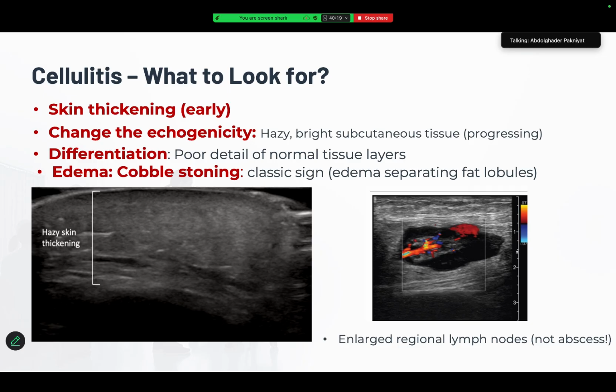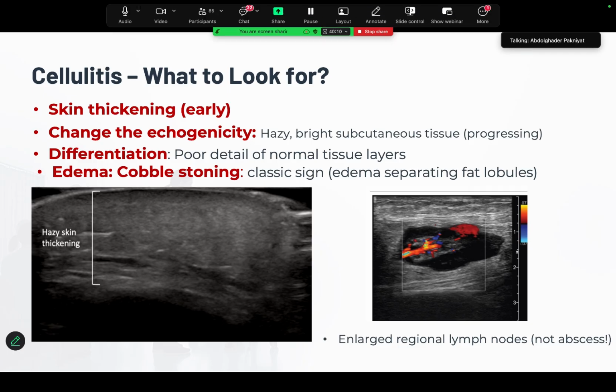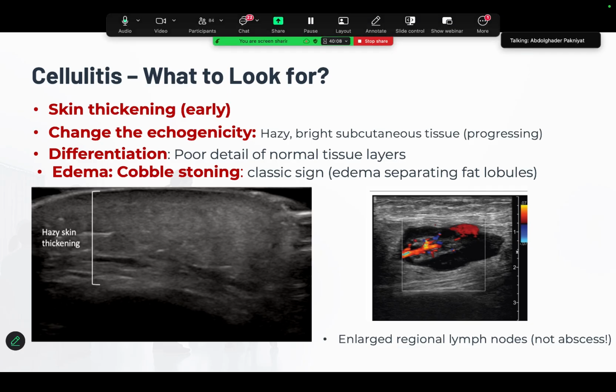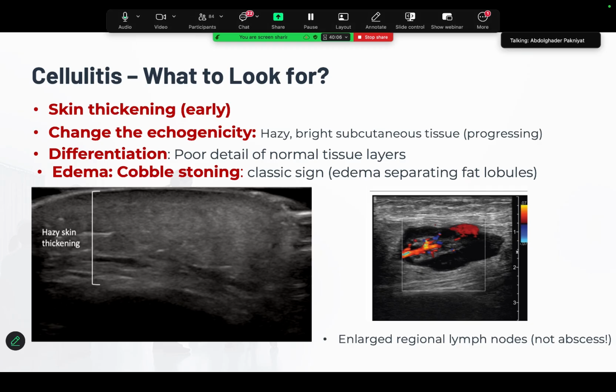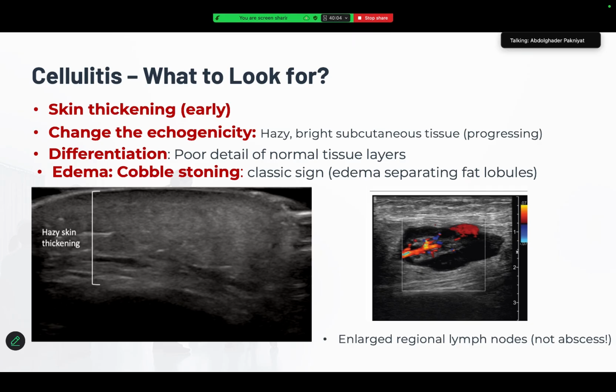And at the next stage, we have changes in echogenicity. The subcutaneous layer is hazy and bright as the infection progresses. And then we have poor differentiation and poor detail of the normal tissue layers. That's why we discussed the normal layers.